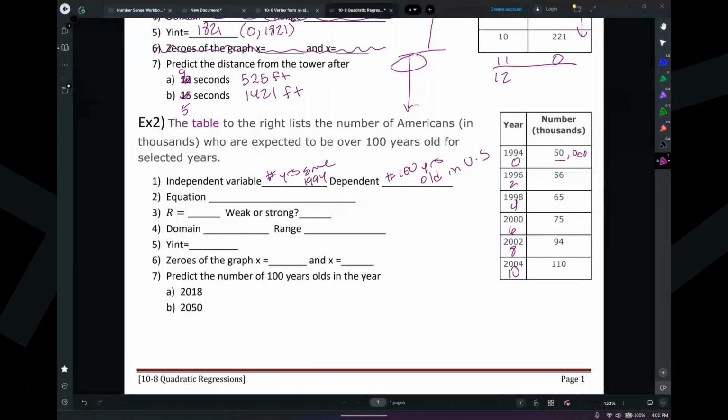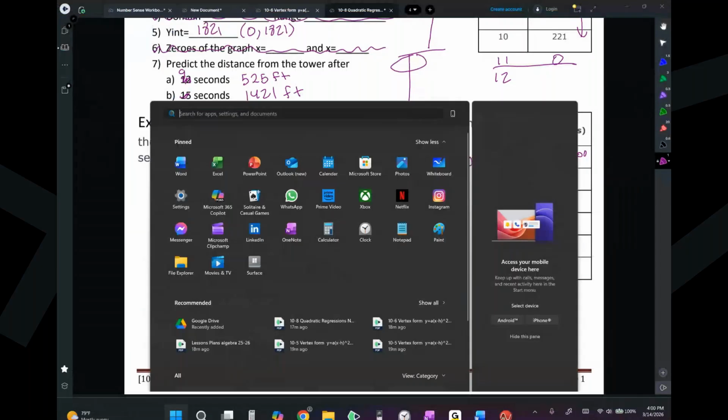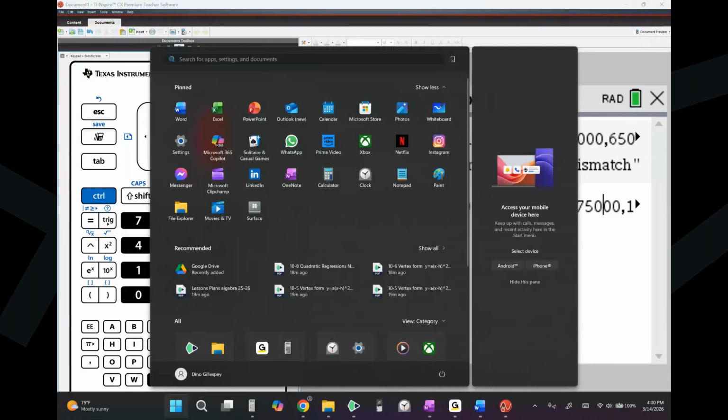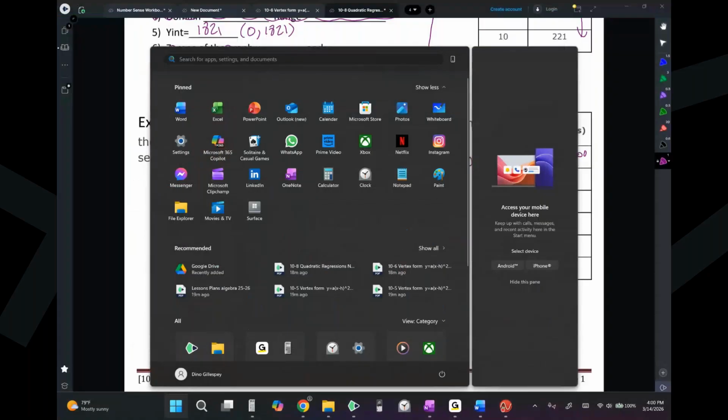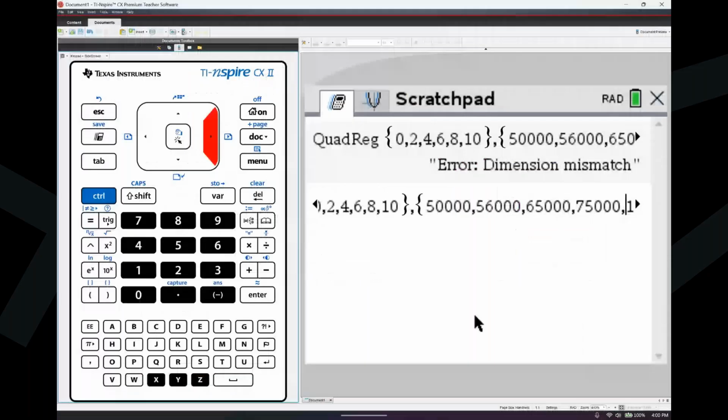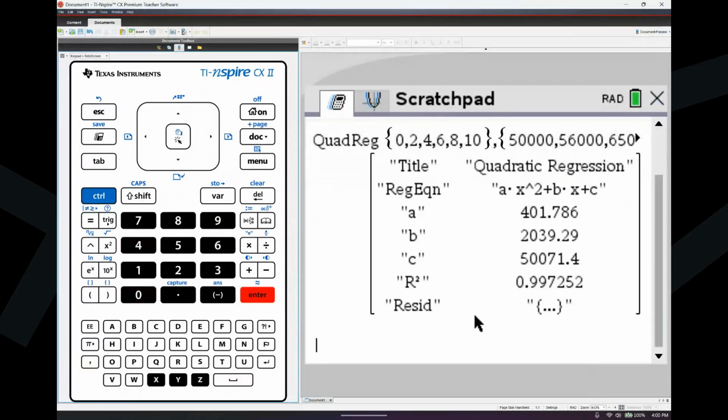50, 56, 65. Yeah, I feel like there's one before that. 65, 75, 94. Why do I feel like I didn't do 94? Yep, that's it. I missed the 94. I'm not sure how I did that. 94,000. And there we go. All right, so if you ever get a dimensional error, that's why, right?